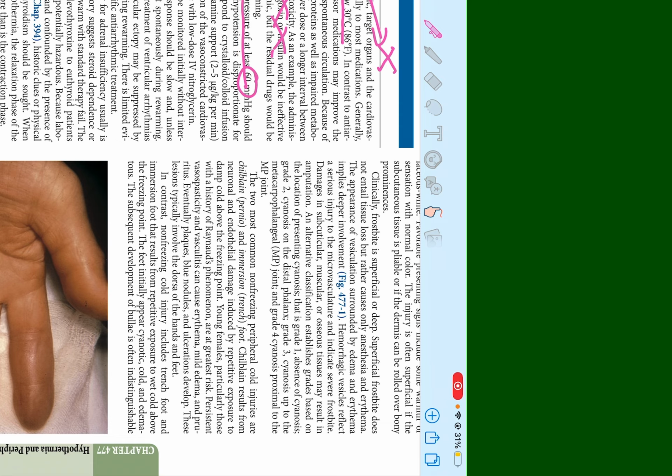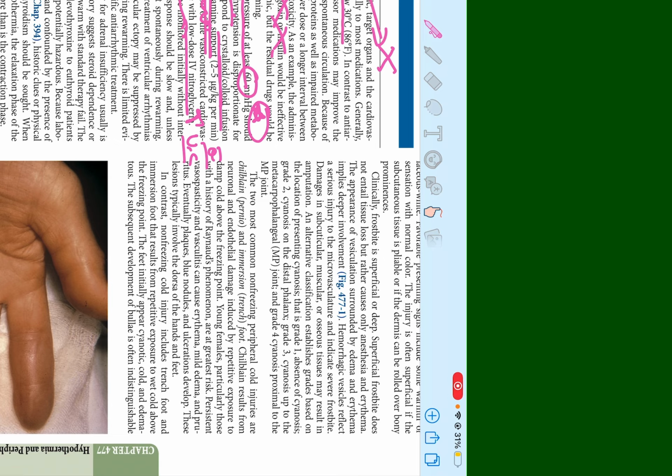MAP is 60, remember it's not 65. Crystalloids or colloid infusion for hypotension. If it's not responding, the inotrope you are giving here, remember, it is dopamine, right? And if you give nitroglycerin, there will be some improvement, because there is vasoconstriction due to hypothermia to prevent heat loss, right? Also atrial arrhythmias are very common, right?